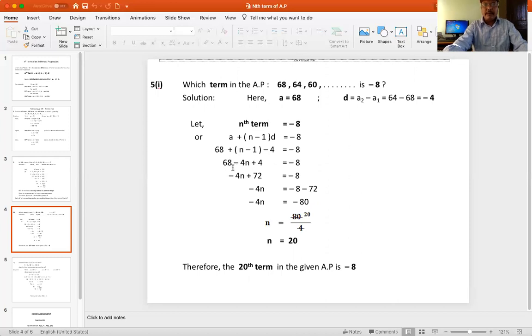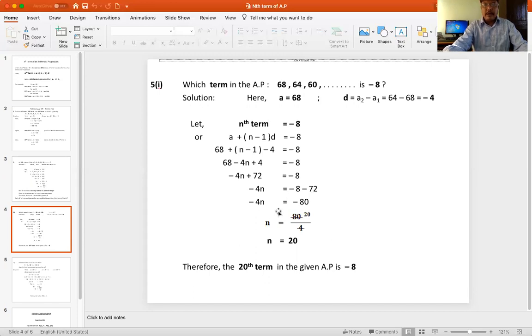So we have 68. Now we open up the bracket: minus into plus is minus, 4 into n is 4n, so we have minus 4n. Again, minus into minus is plus, 4 into 1 is 4, so we have plus 4, equal to minus 8. Then we have minus 4n plus, now 68 plus 4 we combine to get 72, which is equal to minus 8. Again, minus 4n plus 72 is equal to minus 8. Now this plus 72, we transfer to the right hand side, it becomes minus 72.